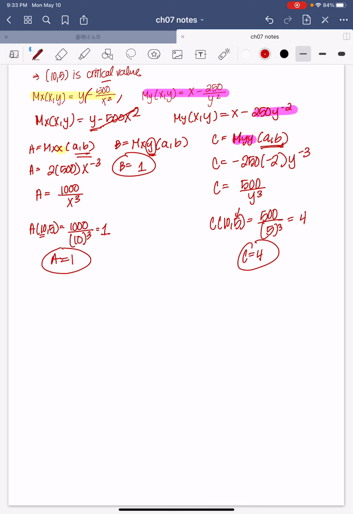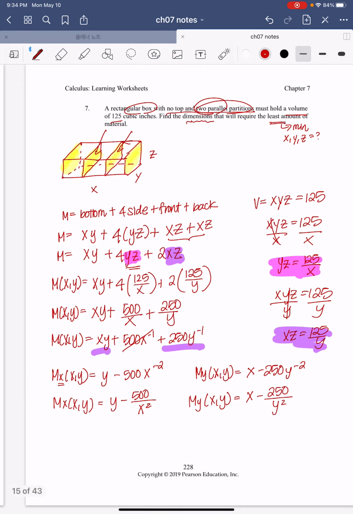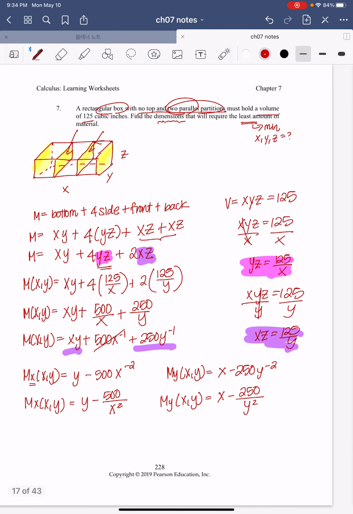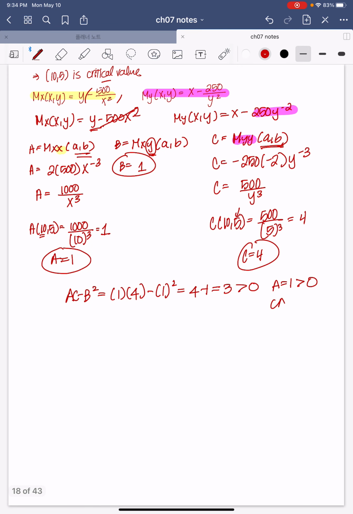So let's check AC minus B squared. So that is 1 times C, 4, minus 1 squared. So I have 4 minus 1 equal to 3, which is positive. And then we have A is equal to 1, which is also positive. So we get positive and positive, and that's good because we want positive and positive. So indeed, our critical point is local minimum. So this is case 2, confirm.